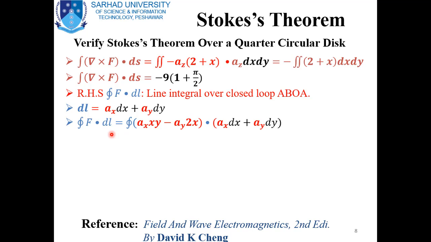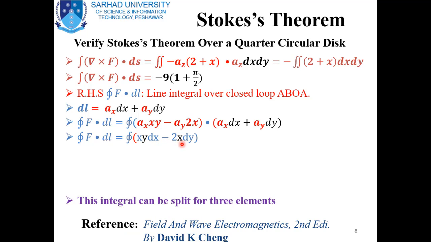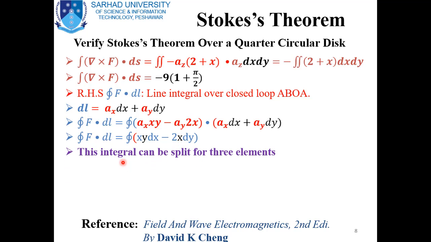First we have to calculate the dot product of f and dl, where the value of f is this, and then we take the dot product with the elements of the length vector. After calculating the dot product we will have xy dx minus 2x dy, and this integral can be split into three elements. First we calculate the integral from a to b, then from b to o, and finally from o to a, so our loop will be completed.